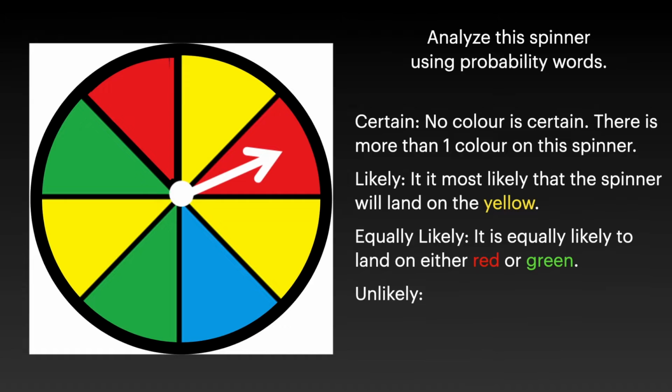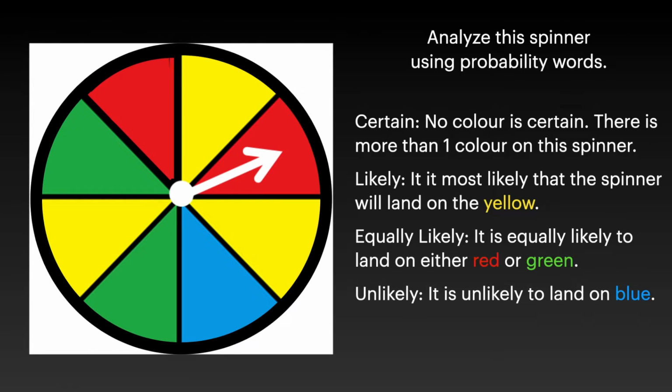Unlikely. If I were to spin this spinner, which color am I unlikely to land on? Which color is on the spinner the least? Yes, blue. There is only 1 blue space on this spinner, which is less than all the other colors. So it is unlikely to land on blue.